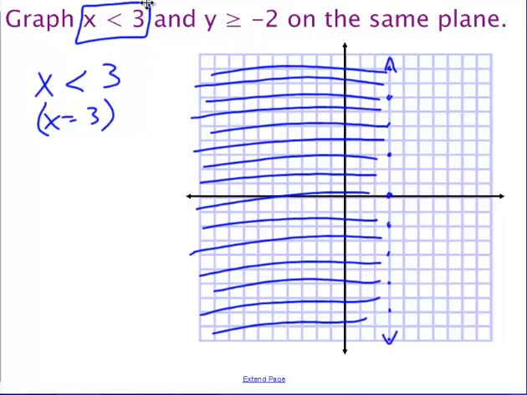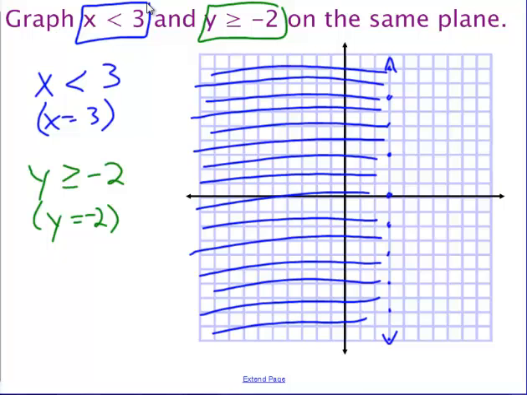The second line that I want to try to graph is y is greater than or equal to negative 2. Keeping in mind we're going to use that y equals negative 2 line as a guide. And so we want to find where y equals negative 2. Well, y is negative 2 down here, and it's negative 2 all the way along here. Y also equals negative 2 all the way to this side. Remember, this is a slope of 0. It is a horizontal line at y equals negative 2.